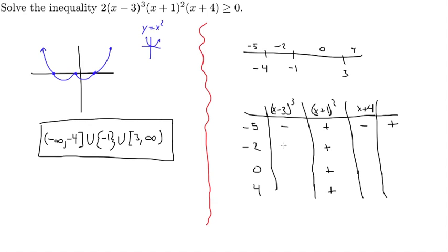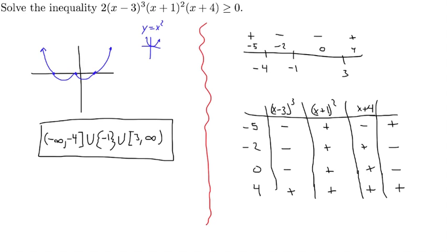Similar story with -2. This is going to be negative. This is going to be positive. So altogether, it's negative. For 0, this is going to be negative. This is going to be positive. So altogether, this is negative. For 4, this is positive. This is positive. So altogether, positive. So I know -5 I found in that region. My graph, or my polynomial, is always positive. -2 in this region, I'm always negative. 0 in this region, I'm always negative. 4 in this region, I'm always positive.